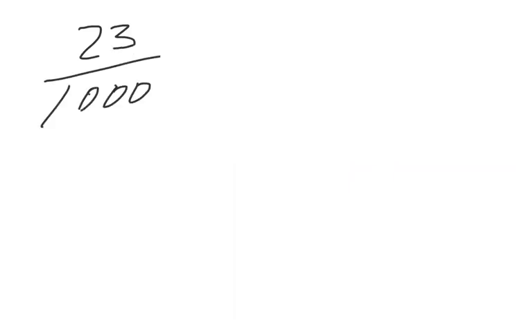Let's do the thousands. What's 23 divided by 1,000? Let's do that one again. So there's 3. I'm sorry, I'm doing it the other way around. We're going from a decimal.